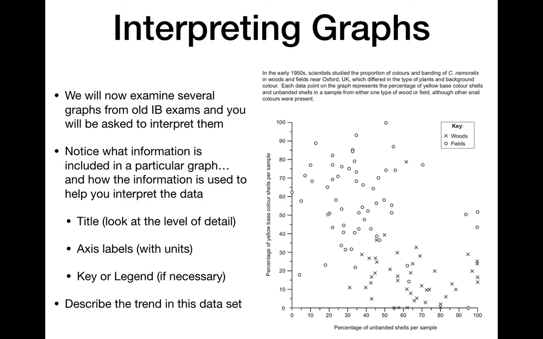So you should notice that in the fields data, the little O's are the fields data. Those data points are mostly over here in the scatterplot, and this is where I wish the IB would use color. If these were different colors, it'd be much easier to see, in my opinion. Most of them have much higher values on this axis. So we have from like 50% up to even 100% yellow base color shells. So most shells in the fields are yellow base color.